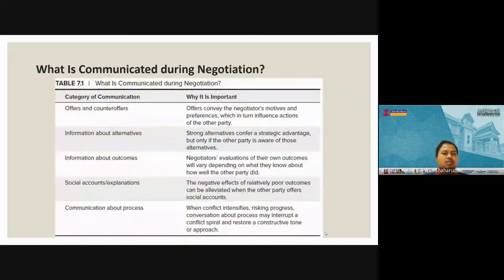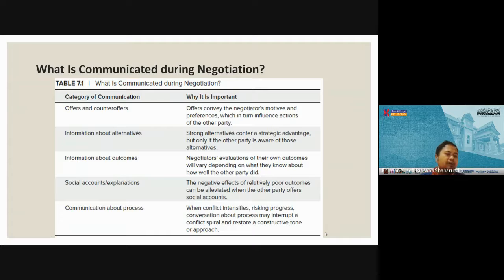So what is communicated during negotiation? These are some of the categories of communication, what we are communicating during a negotiation process. Number one, we will have offers and also counteroffers. Number two, we will also have information about alternatives. What are the things that we have? If we do not like this particular option, what can be done to help us come to a mutual agreement?